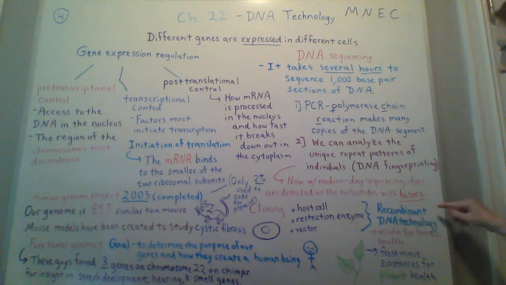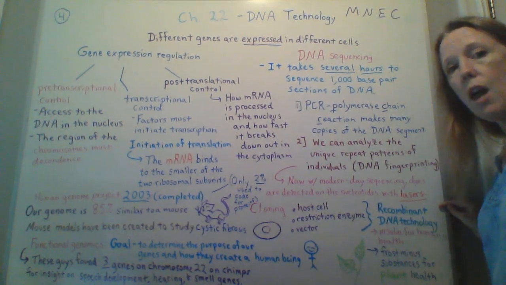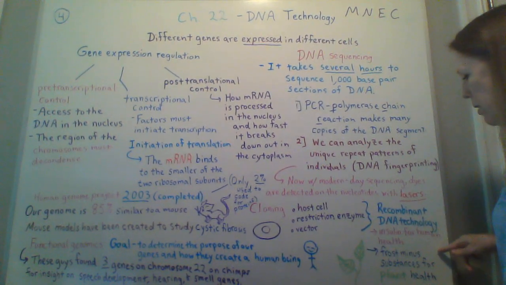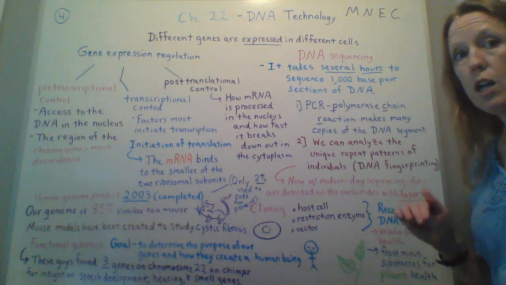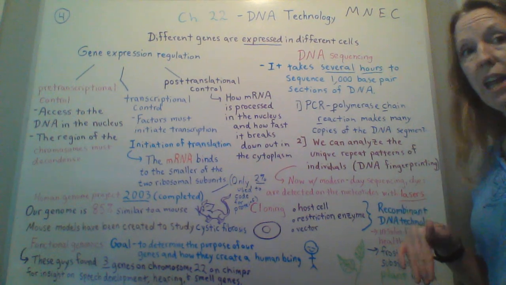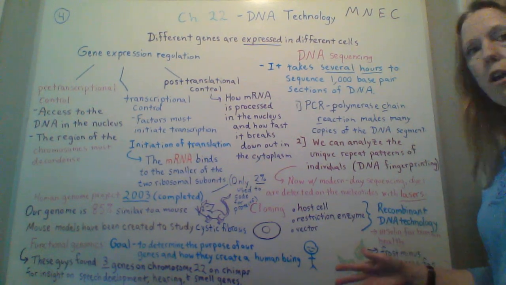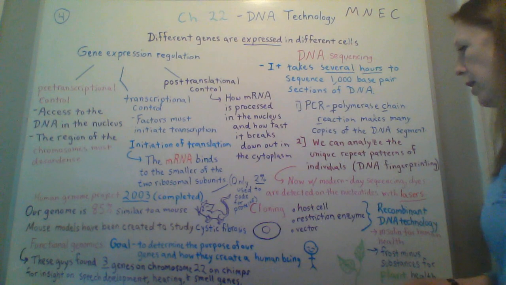So we do that, we can make insulin for human health, and the people who write the test want you to know that you also do this for frost minus substances for plant health. Plant health, we get all our food from plants, so it's linked to human health.